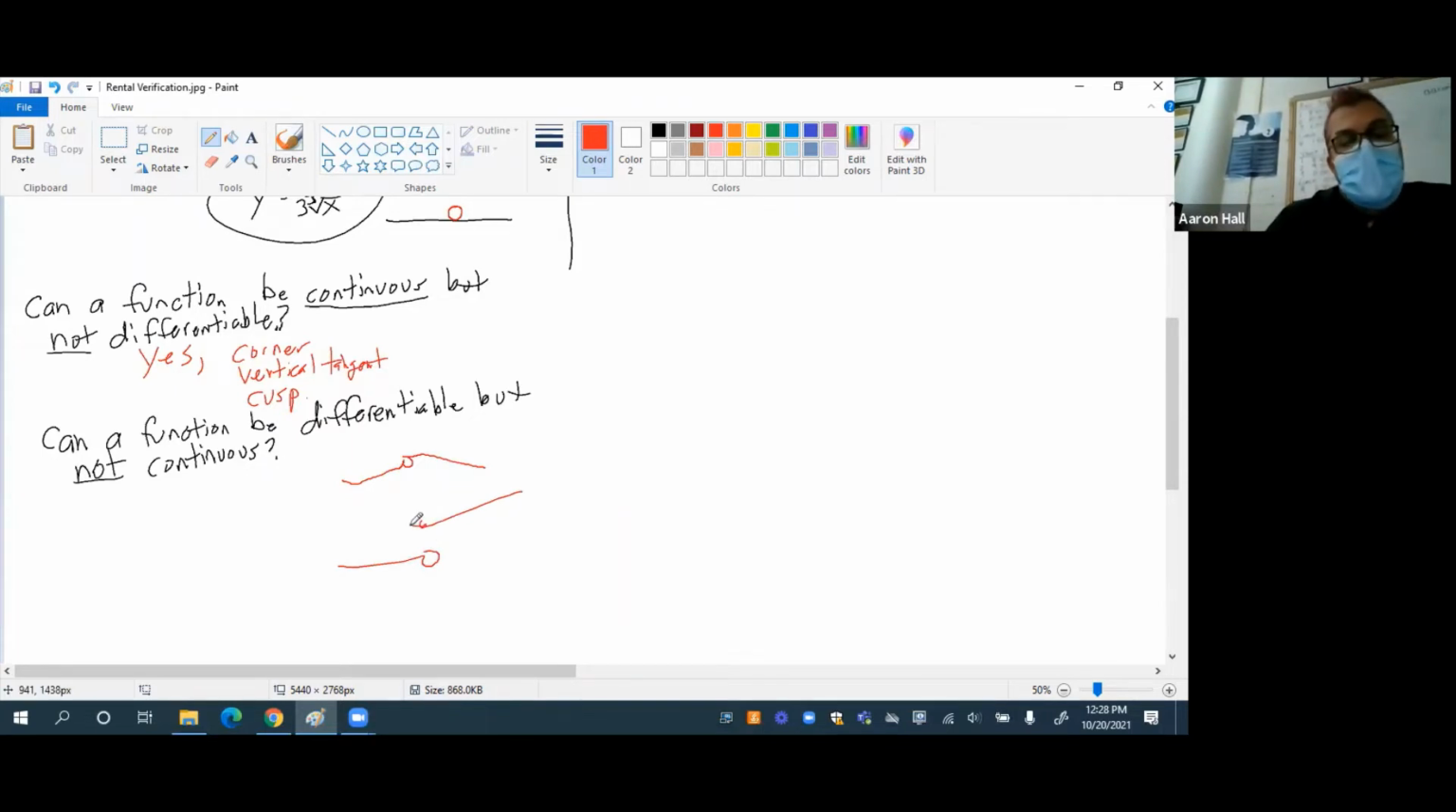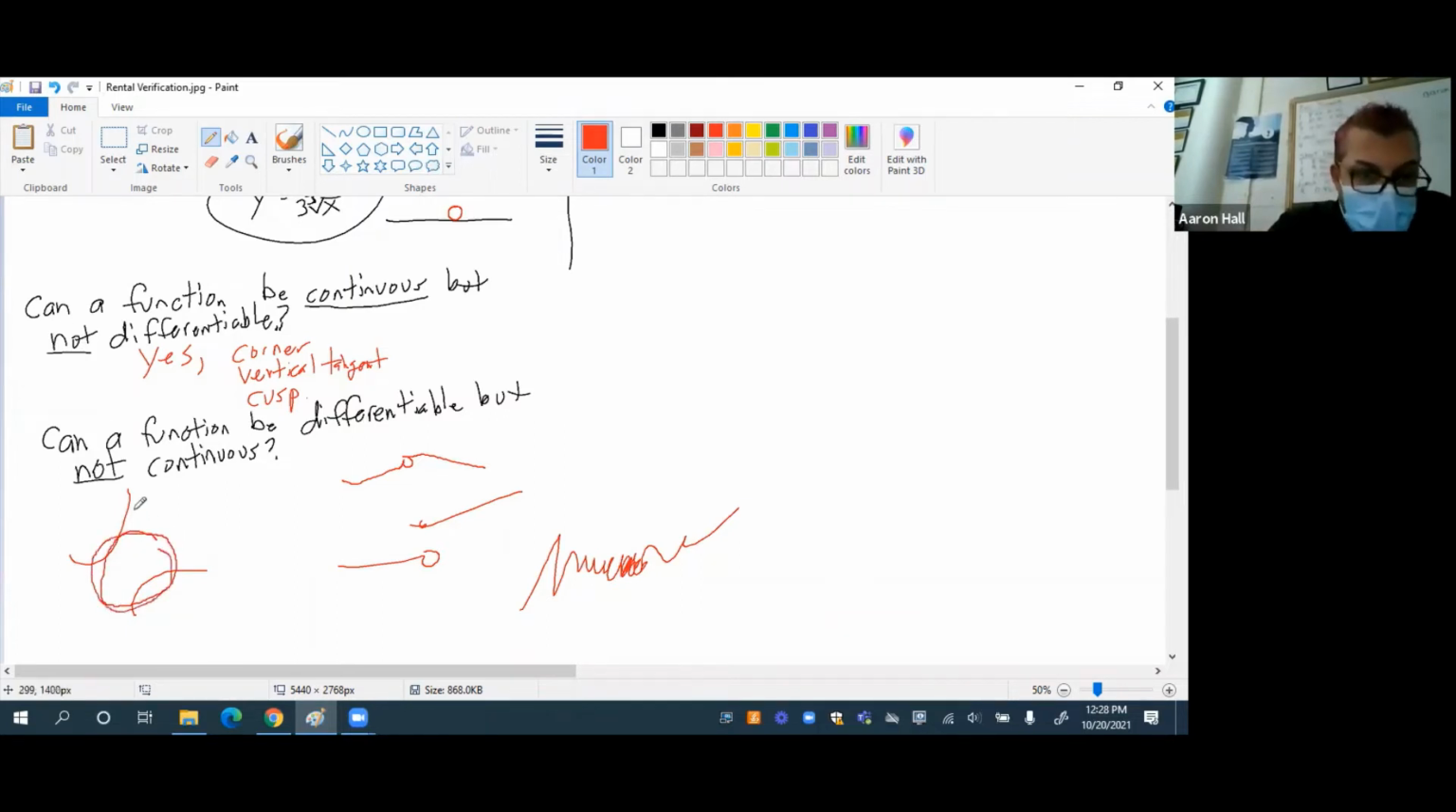Infinite. Infinite looks something like this, and oscillating. So the question is, do I have a slope here, where I have a vertical asymptote? No, I don't have a slope there.